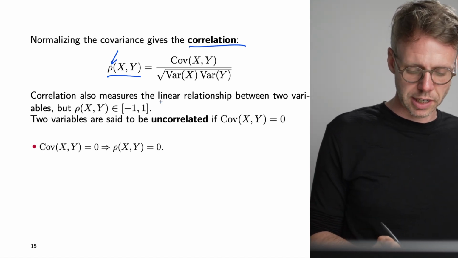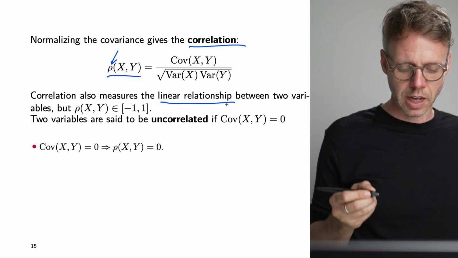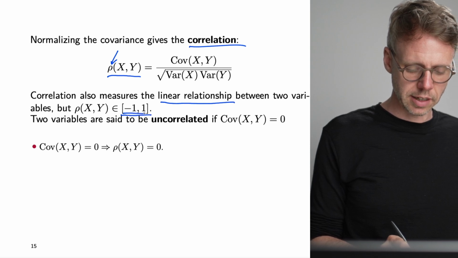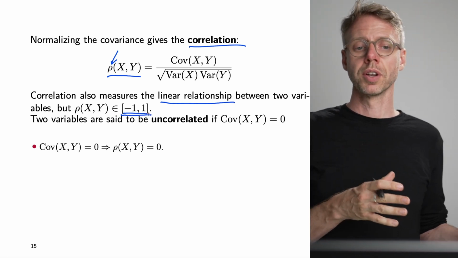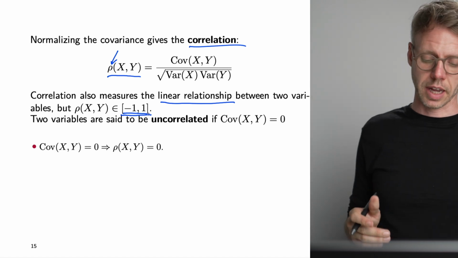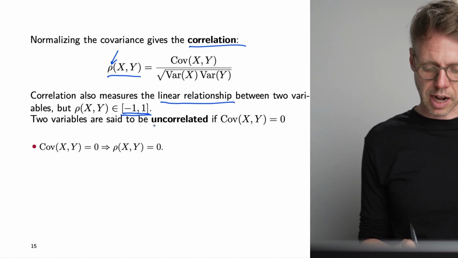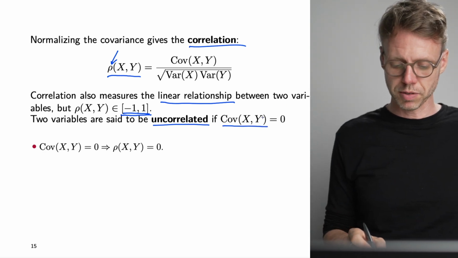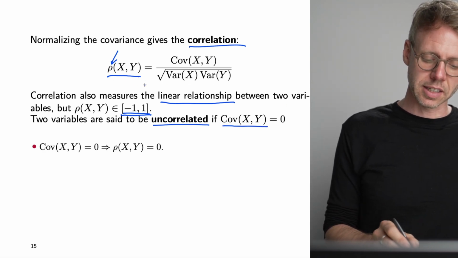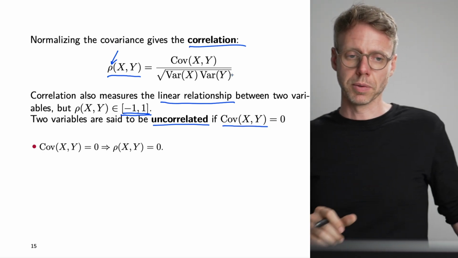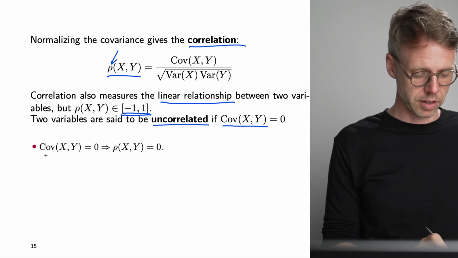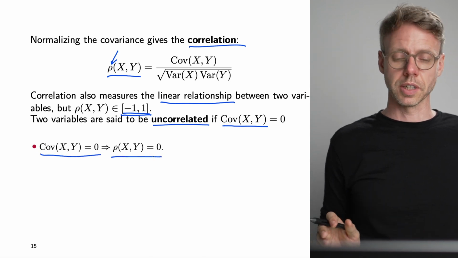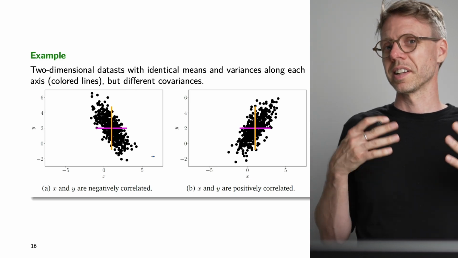Correlation also measures the linear relationship between x and y. However, because we just normalized it, it lies in the value range of -1 to 1. And two variables are said to be uncorrelated if the covariance of x and y is equal to 0, which also implies that the correlation is equal to 0. So from 0 covariance, it follows that the correlation is also 0. Let's look at, again, an example.